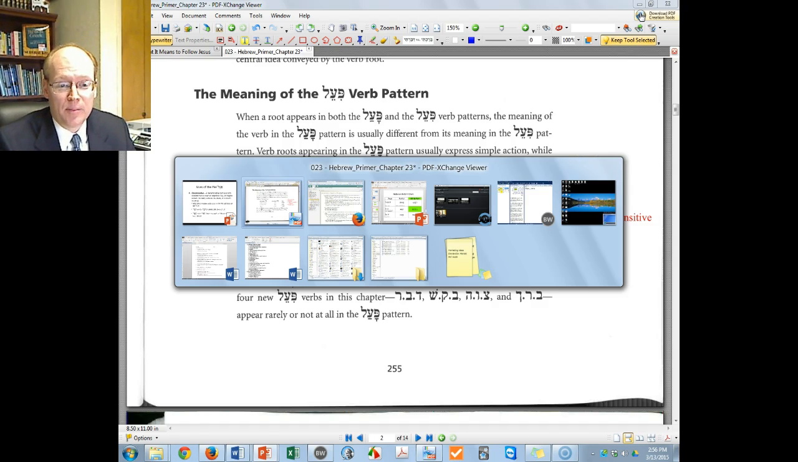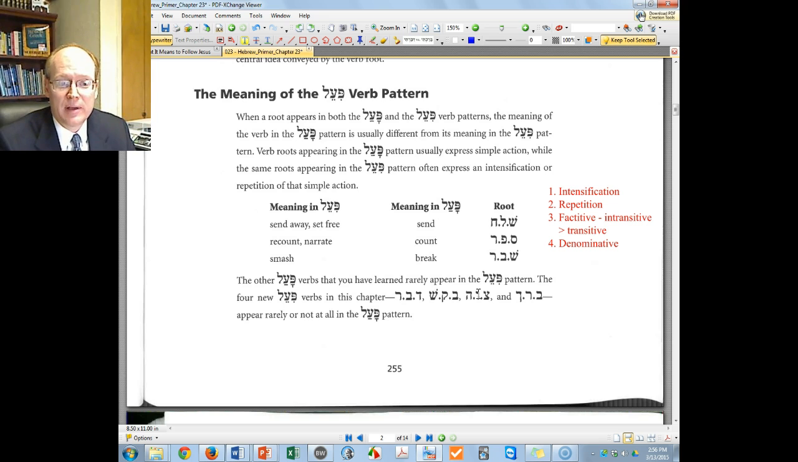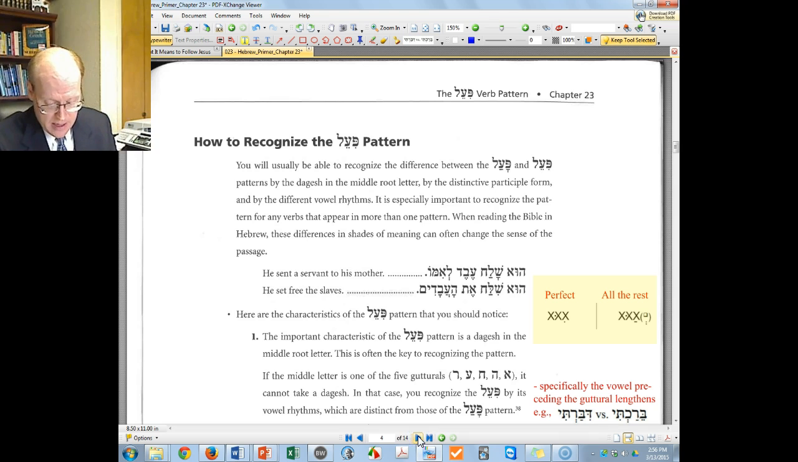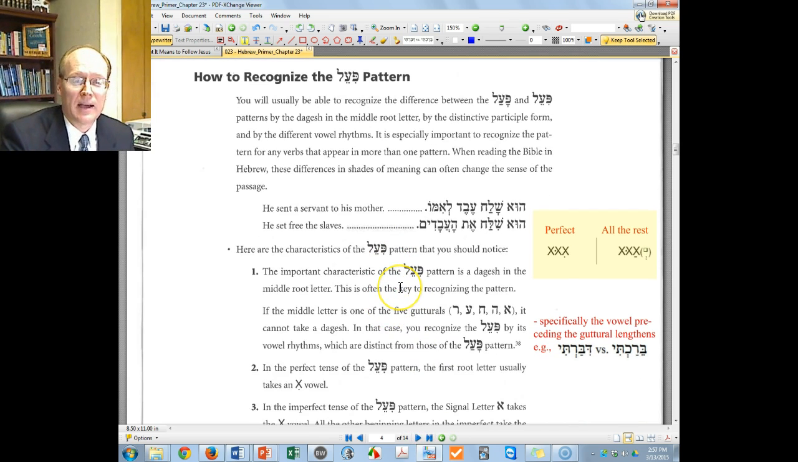So as I mentioned previously, I've written these four uses of the Piel here on the side of my text on page 255, and you will be expected to know these on the grammar reviews and for the test. Now, on the next page of your textbook, you have the model verb, and then on page 257, you get information about how to recognize the Piel pattern. I've already given you the chart information that I have here on the side of my text, which I think is the most significant information for recognizing the Piel pattern.